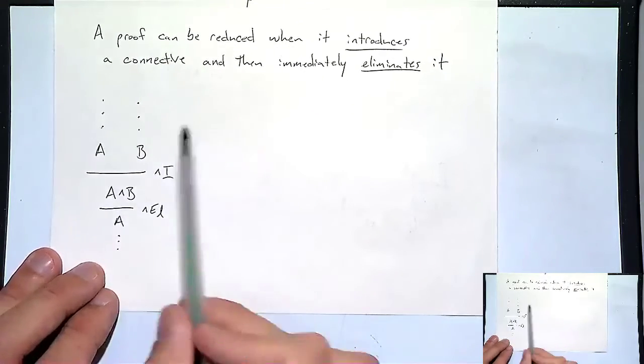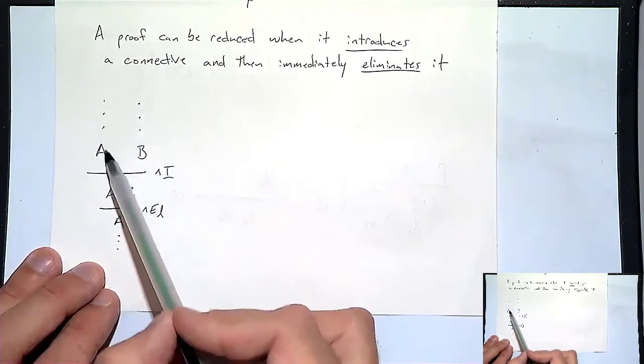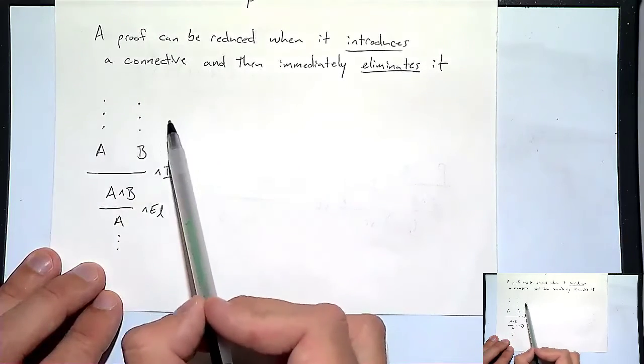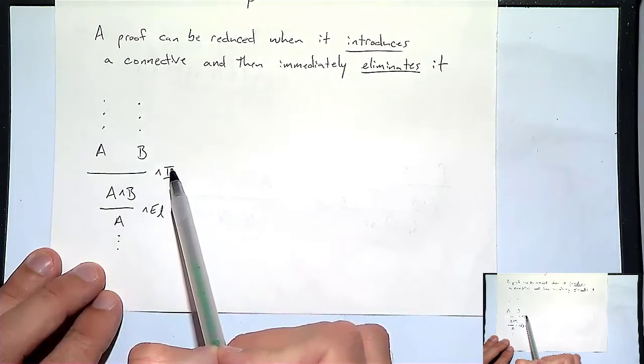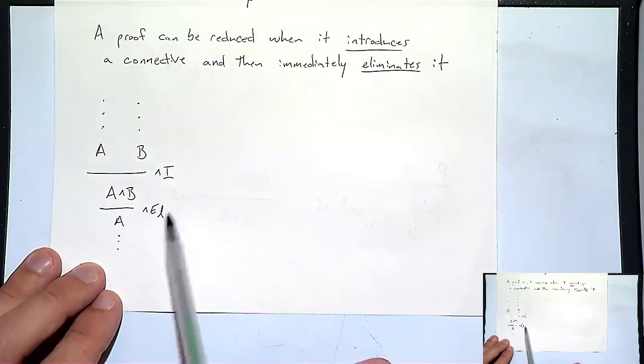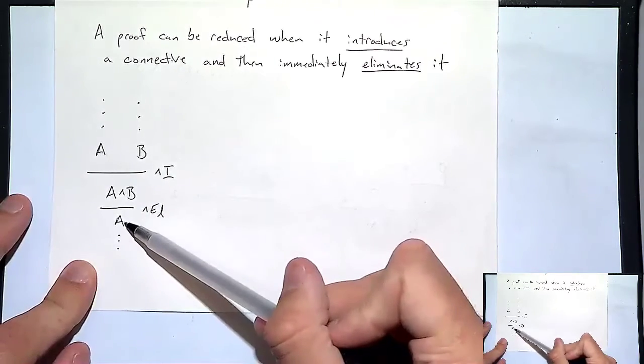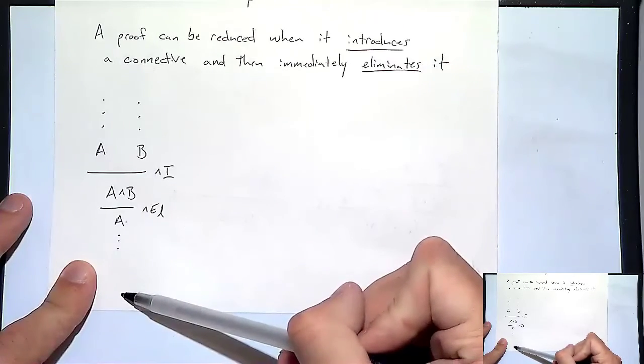So suppose you have a piece like this in the middle of your proof, right? You've got some proof of A, it came from somewhere, I don't know where. You've got some proof of B, it came from somewhere, I don't know where. Suppose you introduce a conjunction and then immediately eliminate it, say on the left. And then after you eliminate it, you go on and do something else, maybe. I don't know what.